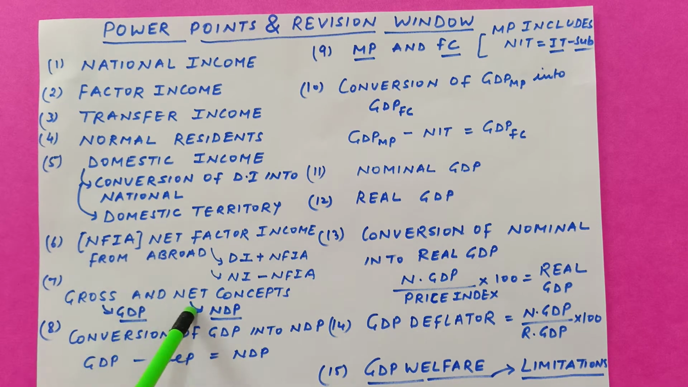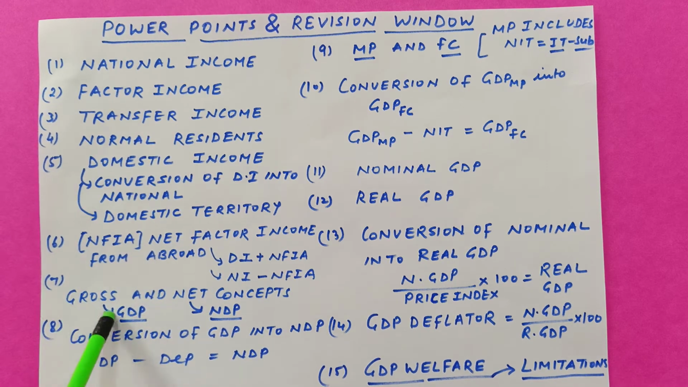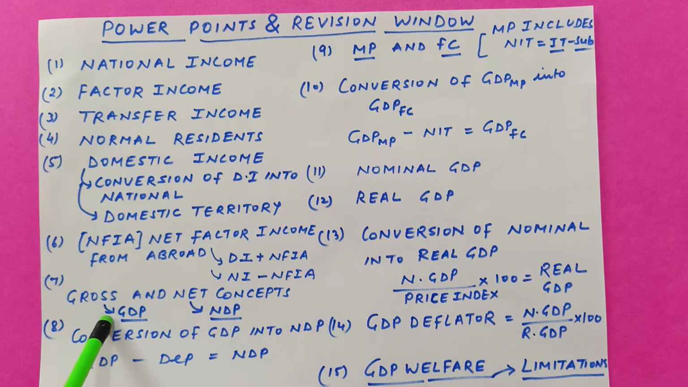Now come to gross and net concepts. That is GDP, gross domestic product. Gross domestic product is the market value of all final goods and services produced within the domestic territory of a country during an accounting year, inclusive of depreciation.